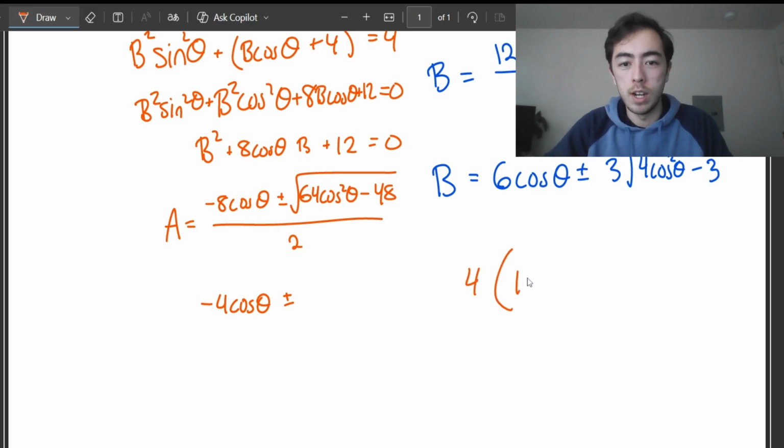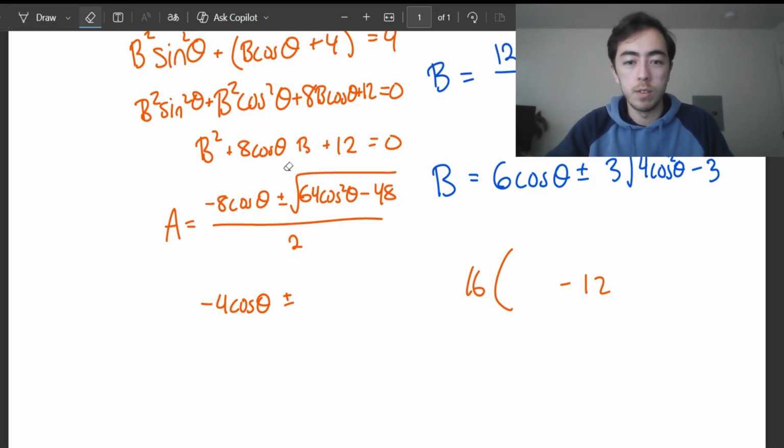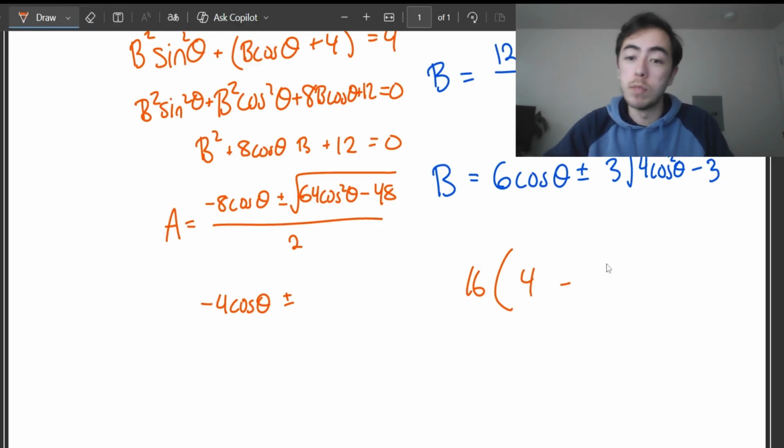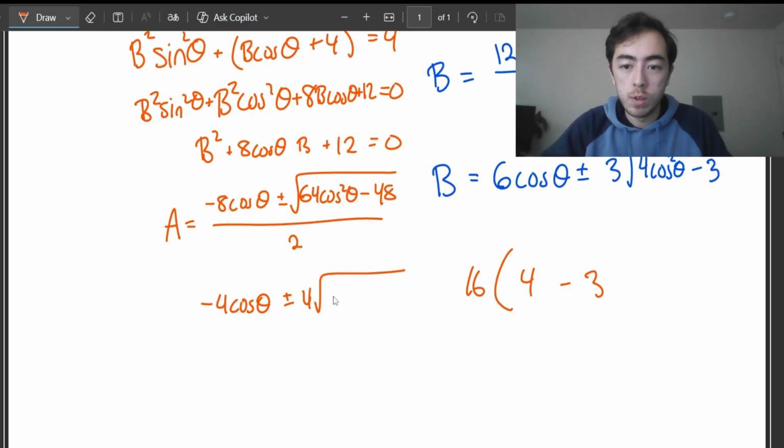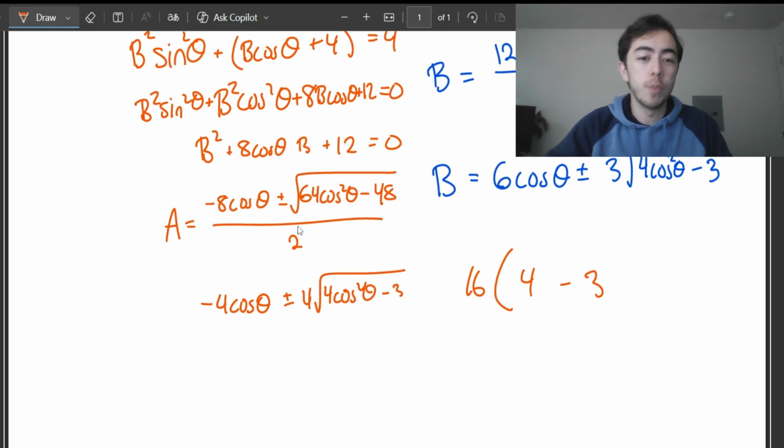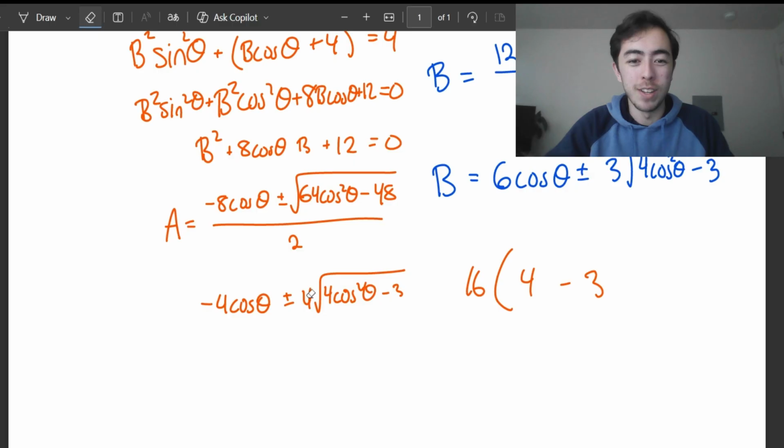That'll be 4, and then 16 and 12. Looks like we could take out another 4. It's going to be 16 on the outside, 4, and then 3. I'm noticing some similarity in the structure between these two, where we still get this 4 and this 3 as our coefficients on the inside. Plus or minus 4 root 4 cosine squared theta minus 3. And then, wait, not a 4, because I haven't done the divide by 2.